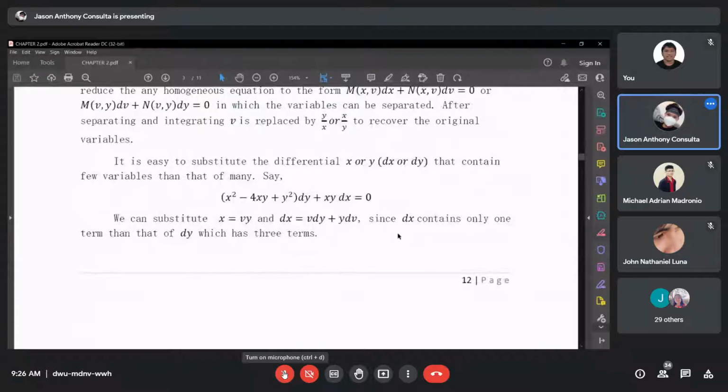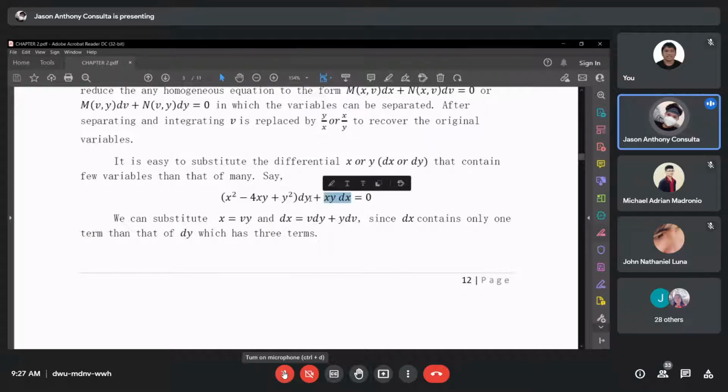Okay? So, para mas maintindihan, ito, sample. So, x squared minus 4xy plus y squared dy plus xy dx is equal to 0. Okay? This is the dy terms. This is the dx term. Sa class, hindi nyo pa muna pagsasama-samahin yung lahat ng dy, lahat ng y, kasi hindi nyo yun magagawa pag ganitong form, pag homogeneous. So, eto muna. Kung ano lang yung given, wala pa kayong gagawin, hindi nyo pa gagalawin yung equation, titingnan nyo pa lang siya. Alin ba yung mas simpler terms?